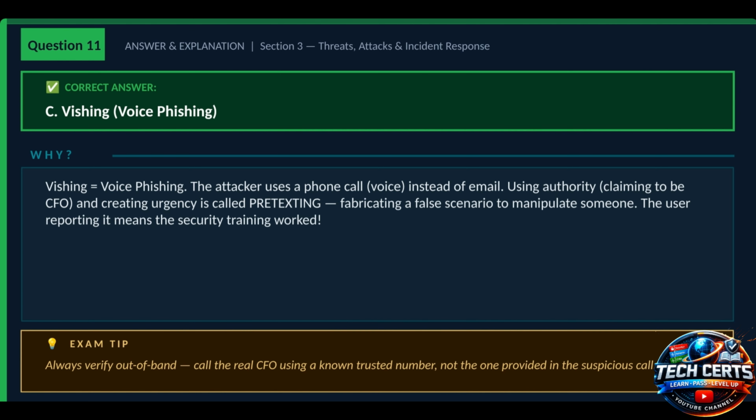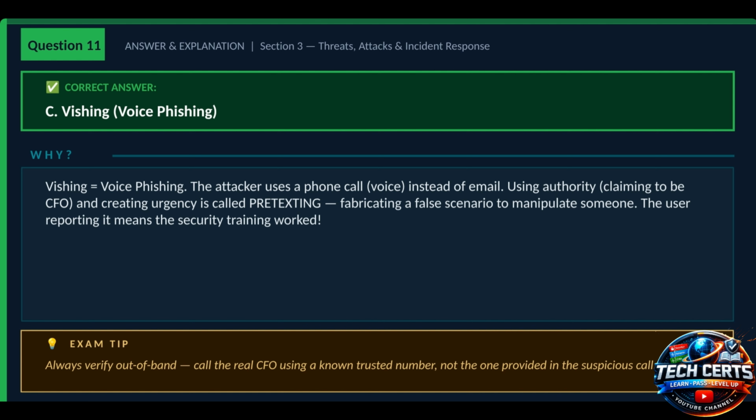The attacker used a phone call instead of email to trick the victim. What makes this particularly sneaky is the use of authority. Claiming to be the CFO creates urgency and pressure. This is called pretexting, creating a false scenario to manipulate someone. The fact that the user just completed security awareness training and still reported it, that's the training working. That's the goal.